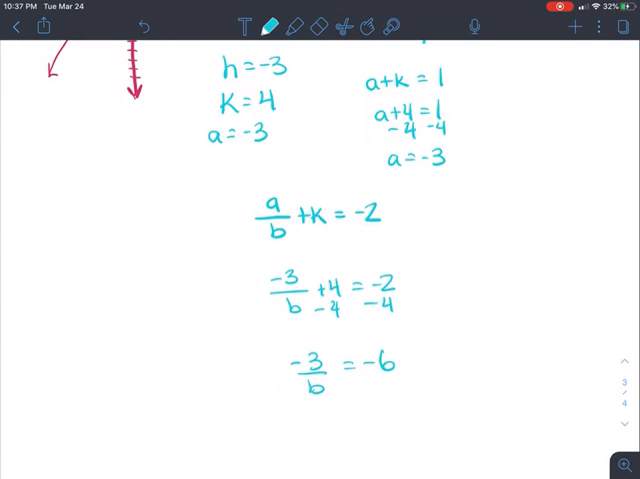In order to cancel the b, I'll multiply by b over 1. This gives me negative 3 equals negative 6b. Then I'll divide by negative 6. So my b is equal to positive 1/2.